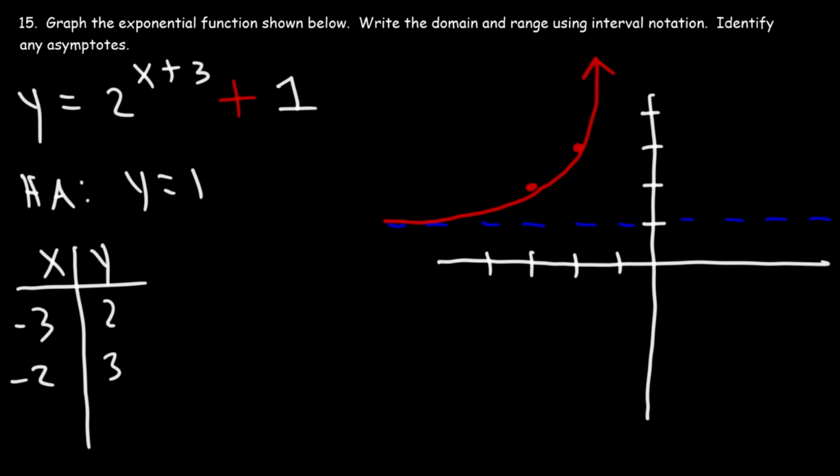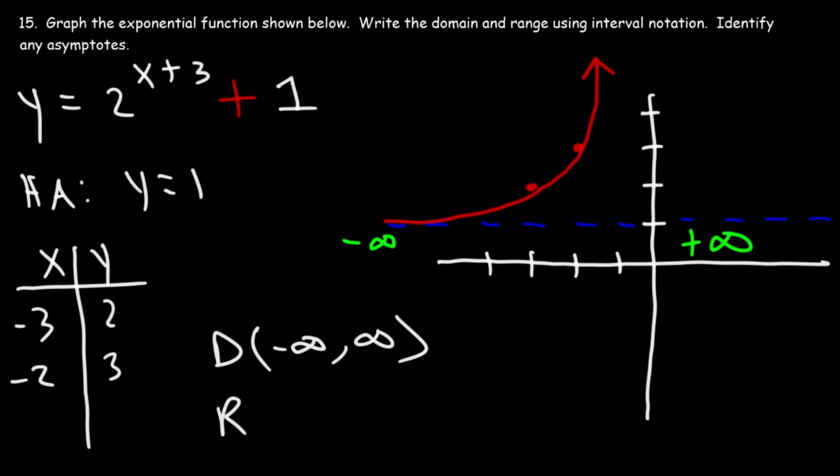So now we can focus on writing the domain and range. Starting with the domain, we need to analyze the function from left to right. So it starts all the way from the left, which is negative infinity, and as the function goes up, it will continue to go to the right. So it will extend towards positive infinity, which means x can be anything. You can plug in any value for x. So it's all real numbers for the domain. It ranges from negative infinity to infinity. Now let's focus on the range.